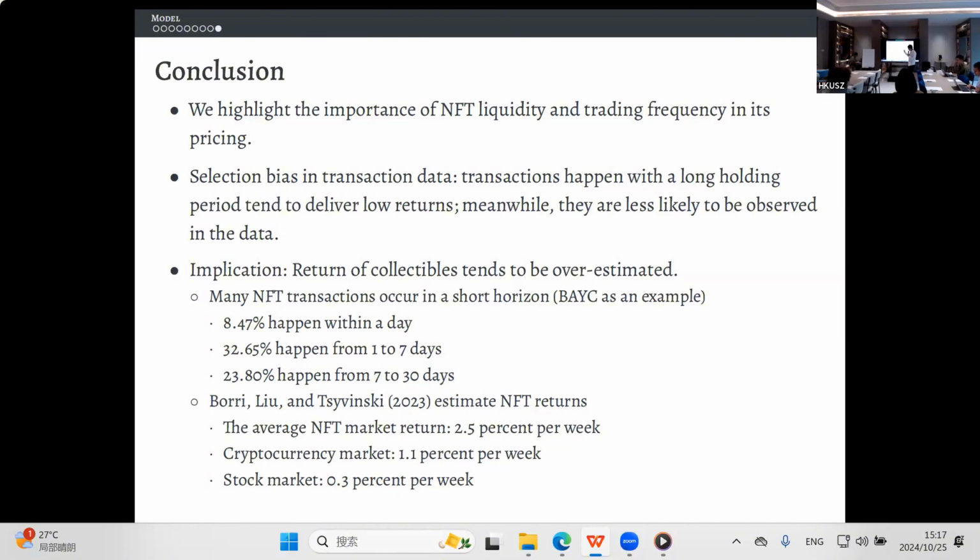there is one paper by Bori, Liu, and Tavensky. They estimate the NFT return, and if you compare NFT return with the stock market, on average, the US stock market delivers 0.3%, the cryptocurrency market delivers 1.1%, and they argue that the NFT market gives you 2.5%, okay? So our research basically shows that this return is hugely overestimated, okay? Because if you just look at the transaction data, you are very likely to overestimate, because only the popular NFTs got sold to new buyers, okay? So that's kind of the research idea.